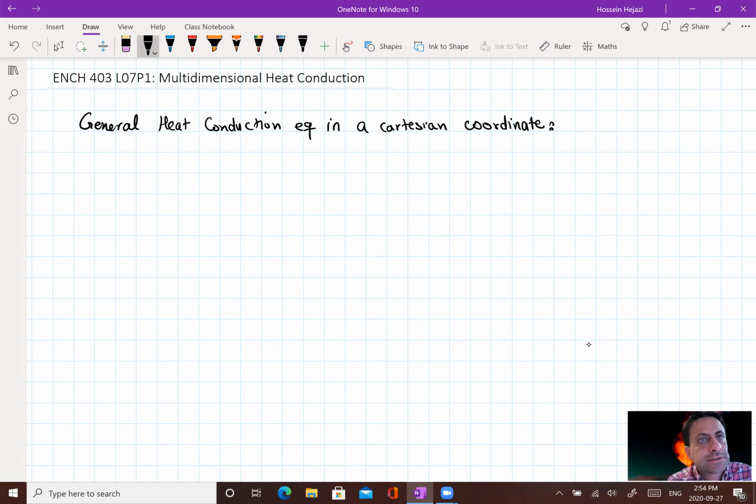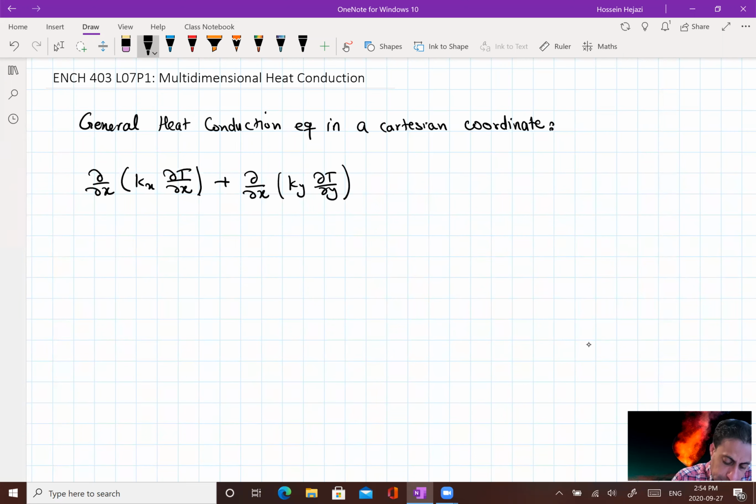If you recall, this general form of heat conduction resulted from the balance of energy. So we have x: this is the heat flux in minus out in the x direction. The same thing, in minus out in the y direction.